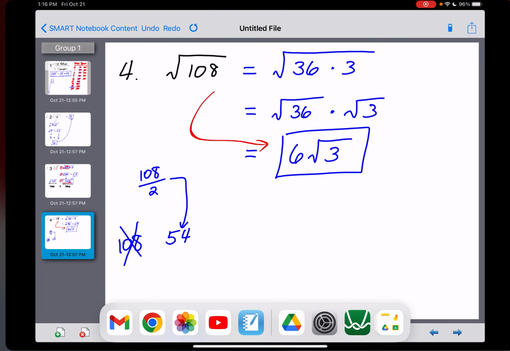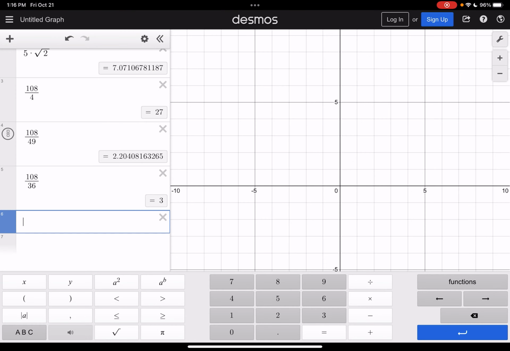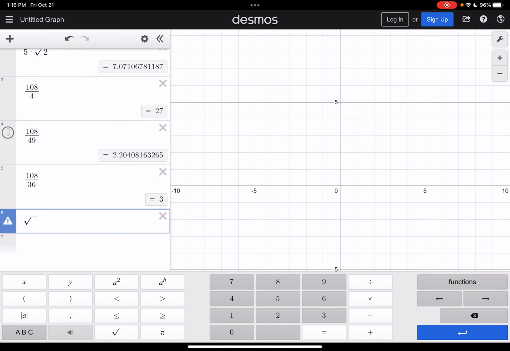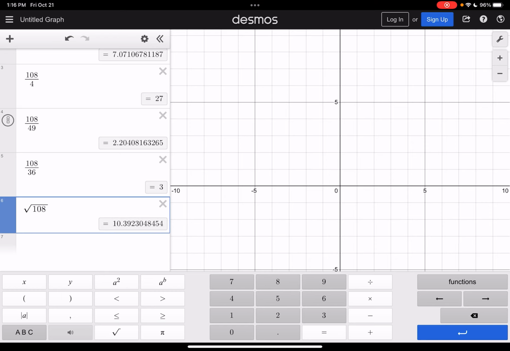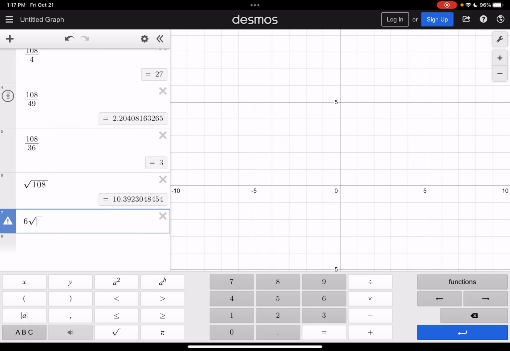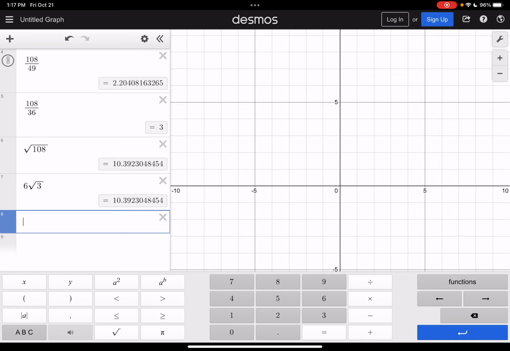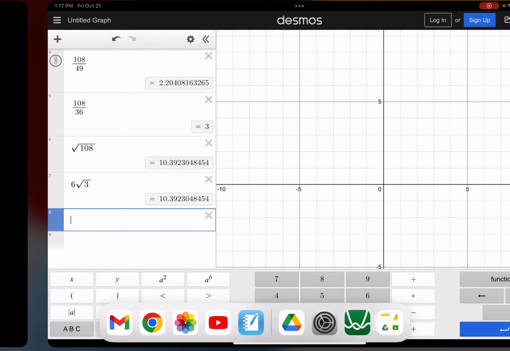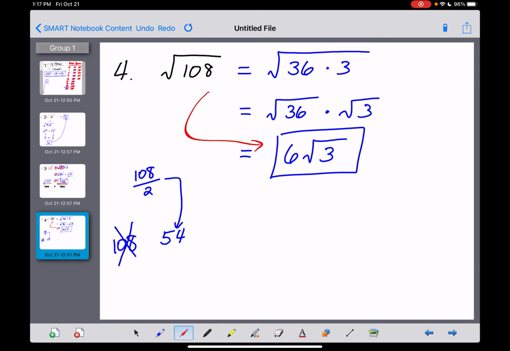And again, if I wanted to make sure that I was right on my TI-84, I'd probably type in the original problem, which was the square root of 108, and sure enough, I get this ugly decimal. And then I'd type in what I think is the answer, 6 times the square root of 3, and you just want to make sure you get the same decimal numerical value for both the original problem here in line 6 and also my answer, which is in line 7. So at this point, everybody, I feel pretty good that I got this answer right, and that's 6 root 3.